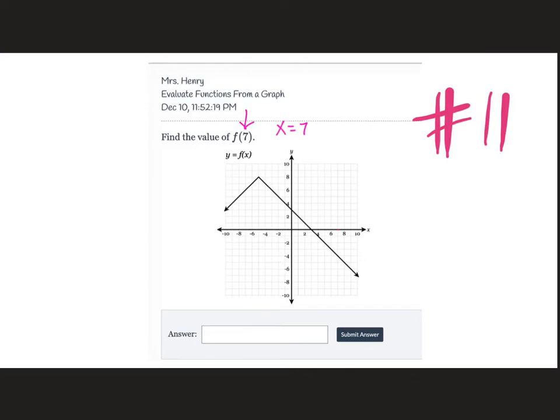Okay, so again, x equals 7. Go down till you hit the graph, and then you look over to see what y value that is. So your answer on this one is negative 4.